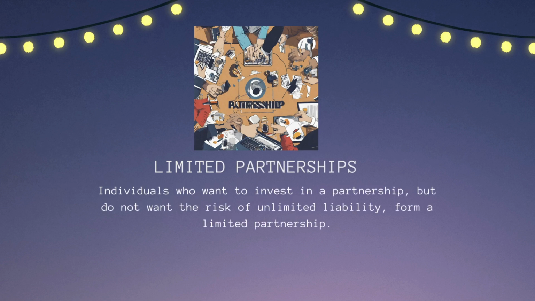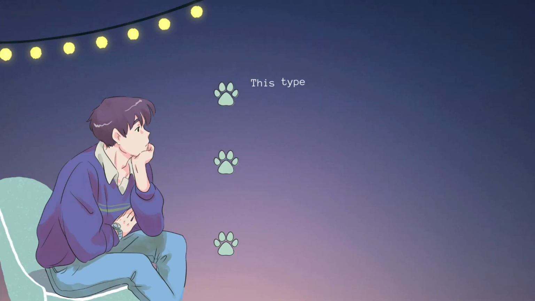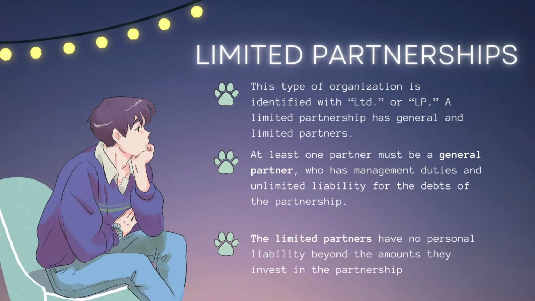Limited partnerships. Individuals who want to invest in a partnership, but do not want the risk of unlimited liability, form a limited partnership. This type of organization is identified with limited or LP. A limited partnership has general and limited partners. At least one partner must be a general partner, who has management duties and unlimited liability for the debts of the partnership. The limited partners have no personal liability beyond the amounts they invest in the partnership.